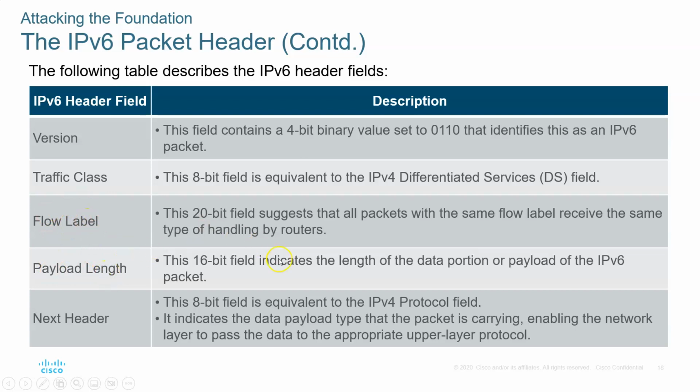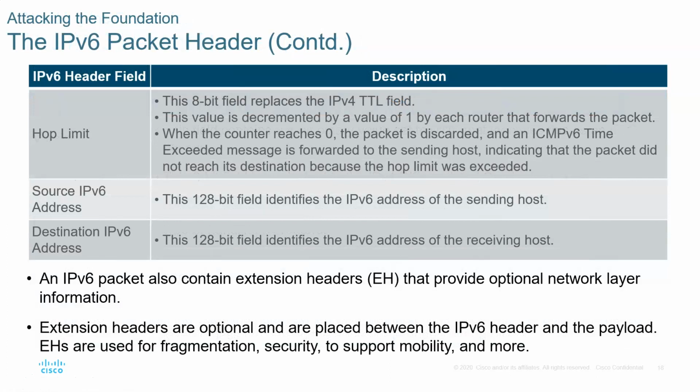The payload length tells you the length of the data that's in there. The next header is an 8-bit field equivalent to the protocol field, which indicates the type of data in the payload. The data I'm talking about is segments, right? That comes from layer 4. Hop limit is exactly equivalent to the TTL, the time to live. So it's always decremented by 1.